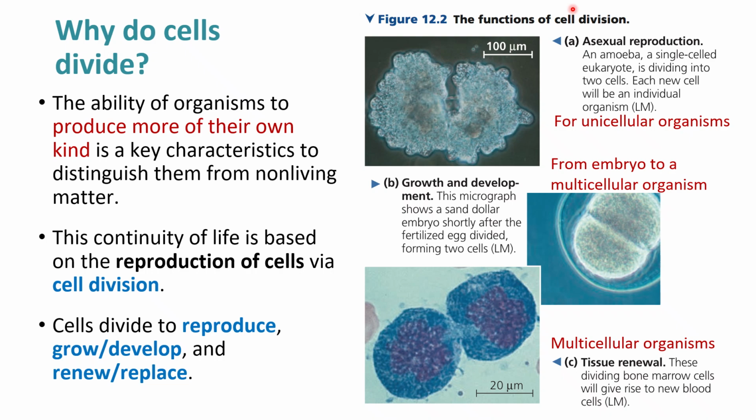In unicellular organisms, which are organisms made from just one cell, they divide in order to make new individuals. This type of reproduction is called asexual reproduction. You can see up here an amoeba as the example for unicellular organisms. For multicellular organisms, their cells divide so the organism can grow and develop, because larger individuals usually have more cells in their body, so they have to go through this process multiple times.